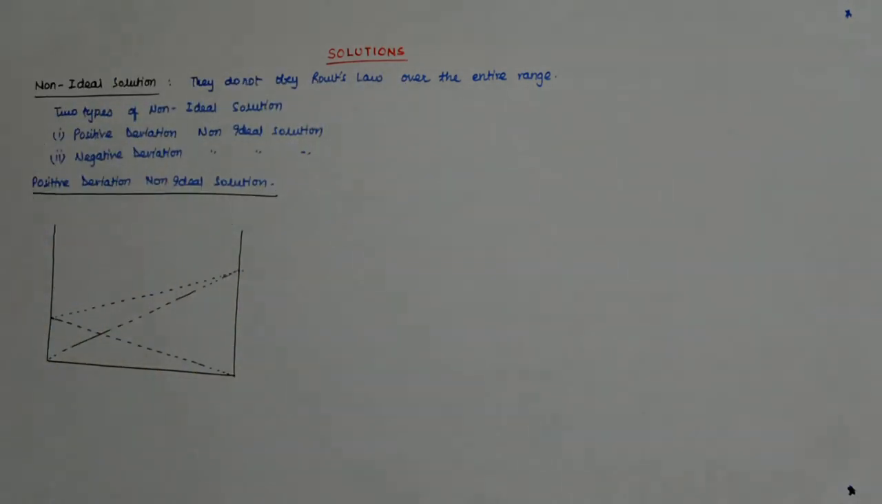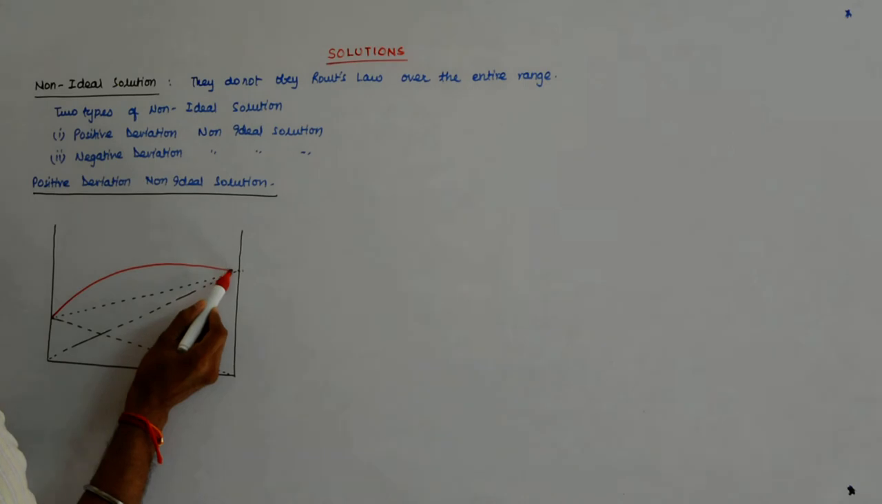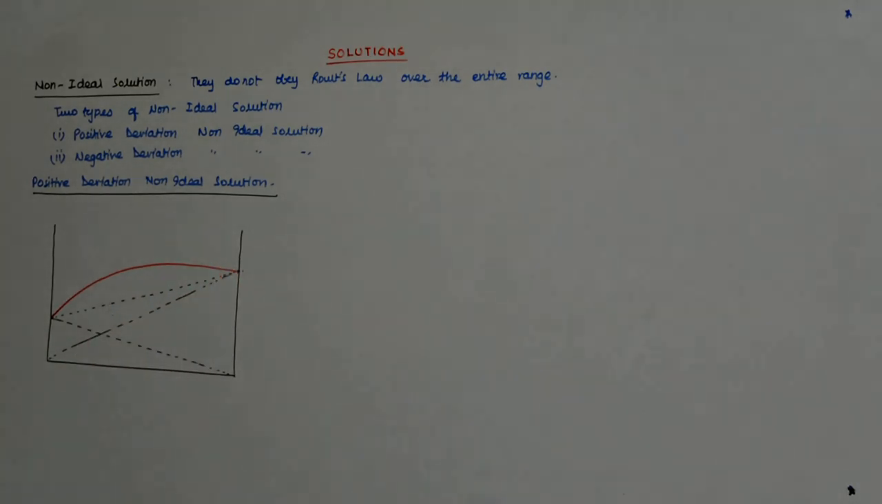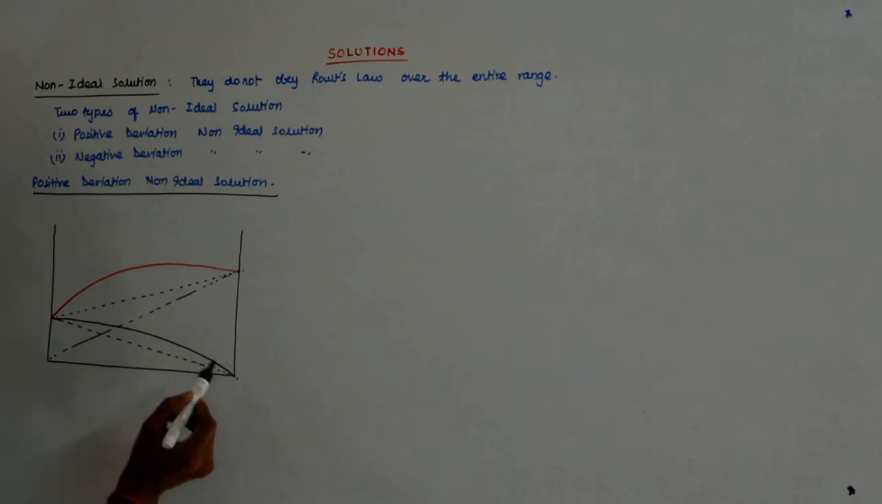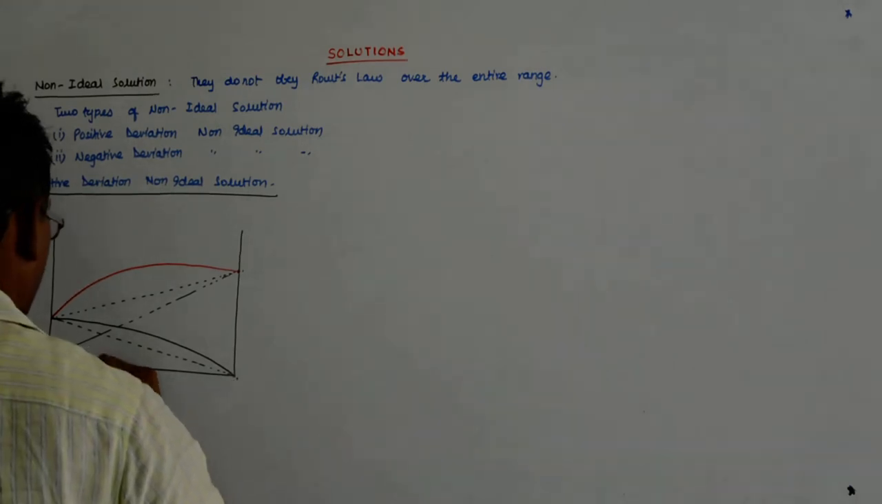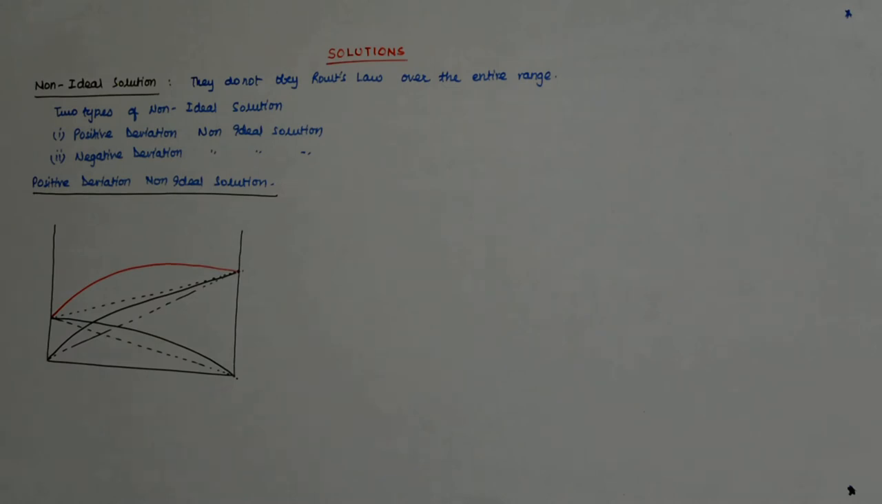Fine. So what happens if their tendency is to deviate from here? I'm showing a very exaggerated one. Fine. There is a tendency to deviate in the positive direction. Okay. So how does that come? It means the partial pressure of the whole solution is more than what is to be expected. Yes. It's more than what you expect otherwise. Right. And so it is something like that. Right? So it's a simple thing to understand.